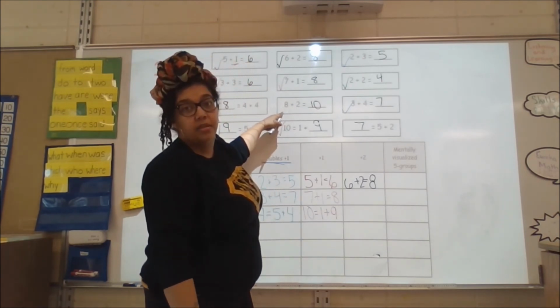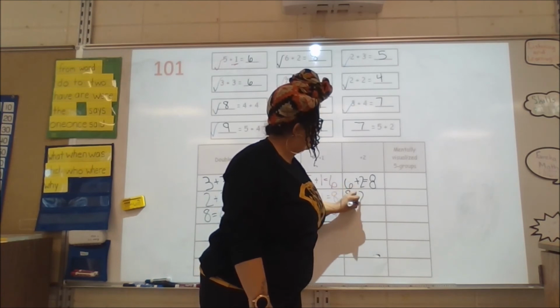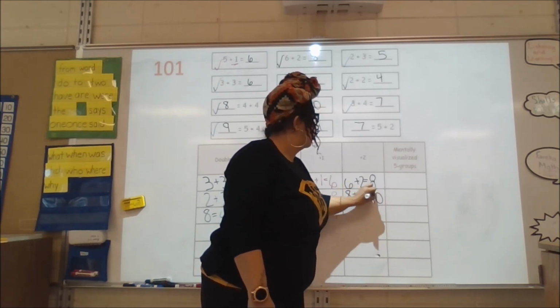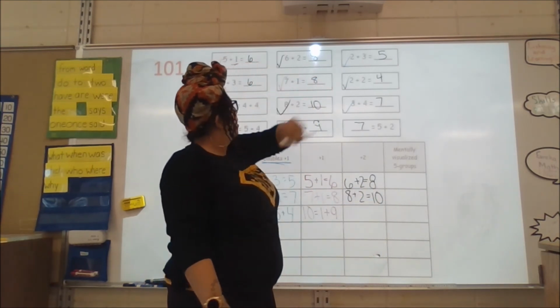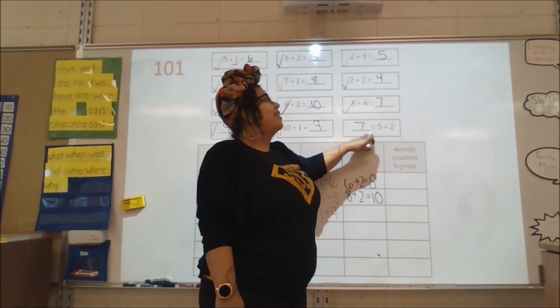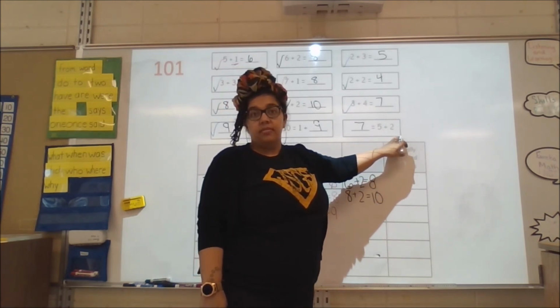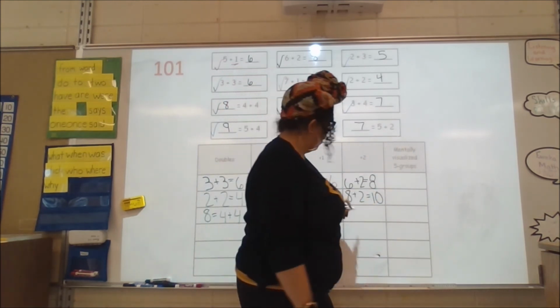How about 8 plus 2? Yep. 8, listen, I said it. Plus 2 is equal to 10. Check it off. Let's keep going. Done, done, done. Ooh, 7 is equal to 5 plus 2. We have a plus 2.